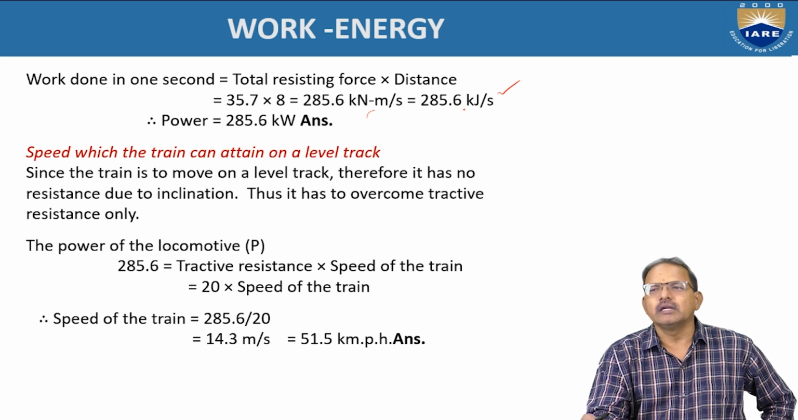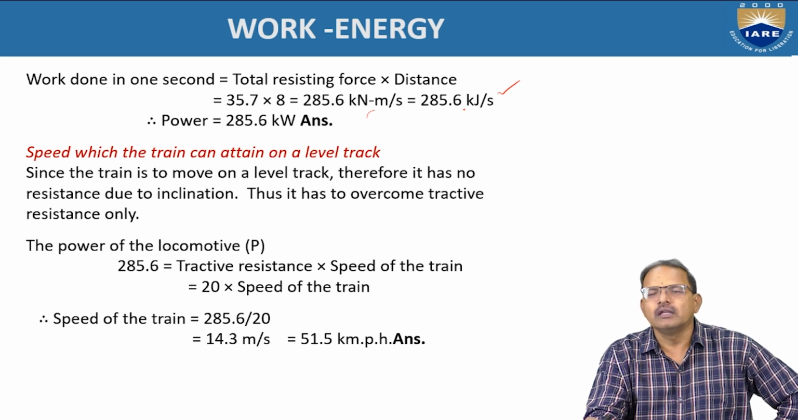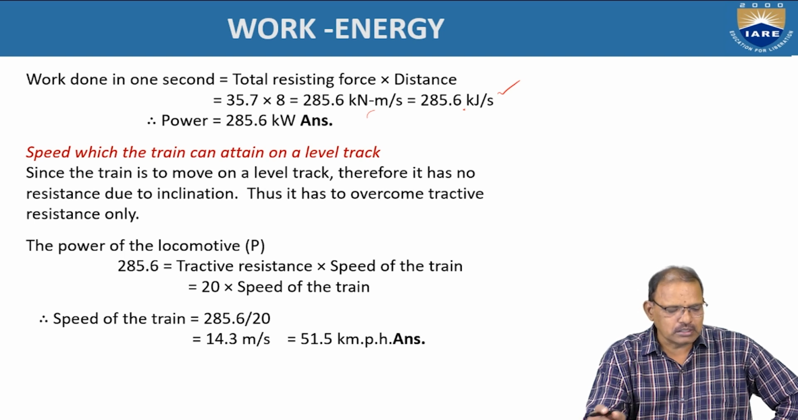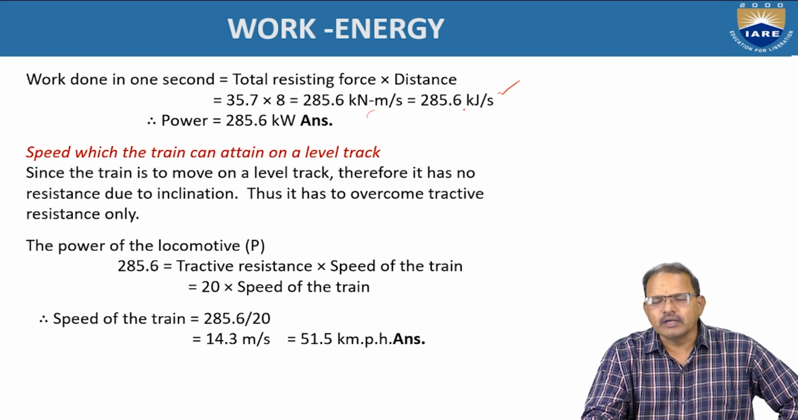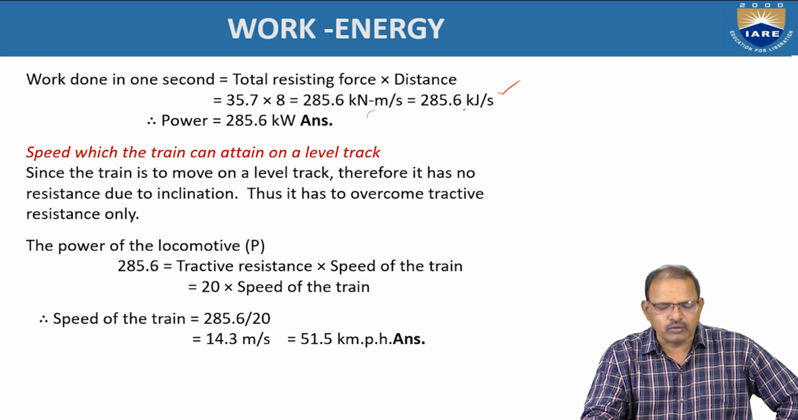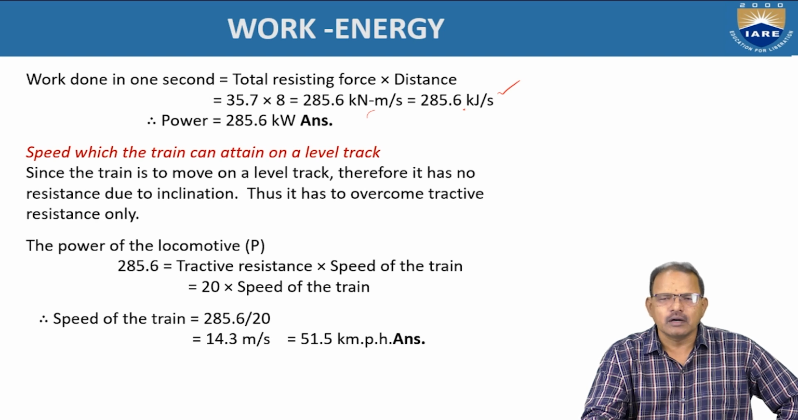Speed which the train can attain on level track. Here earlier we have taken inclination. That is the weight component which is acting in downward direction, that also opposes the motion of the body. That can be treated as 0 since it is now, in the second case, moving along the horizontal track.